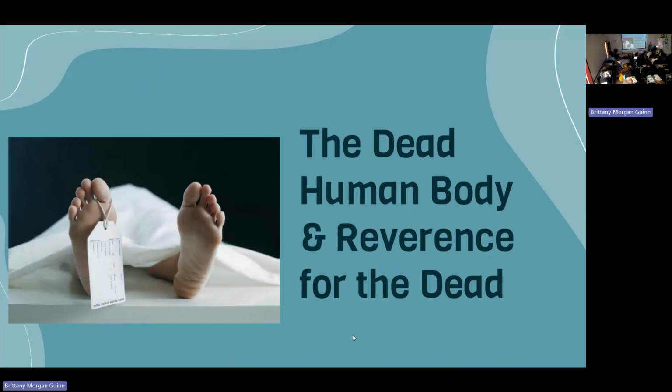So when we're talking in reference to reverence for the dead, can anyone tell me the difference between a corpse and a cadaver?